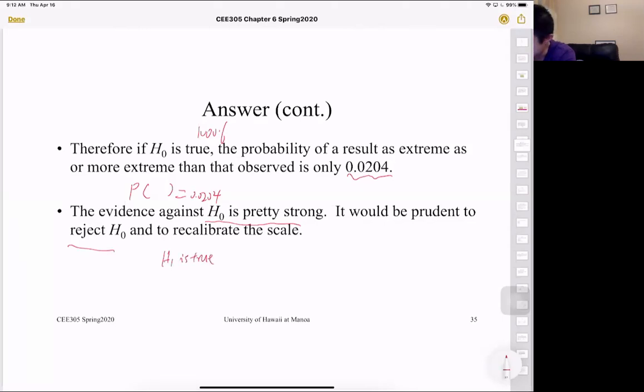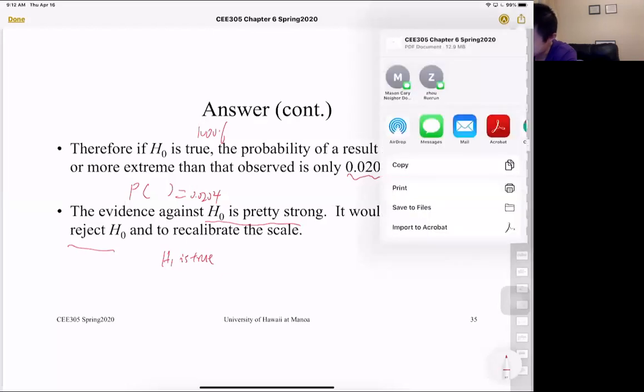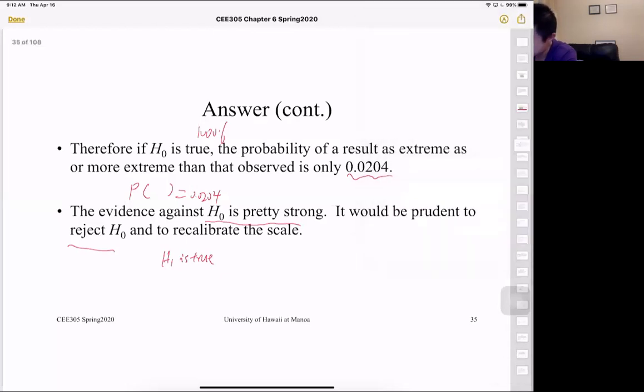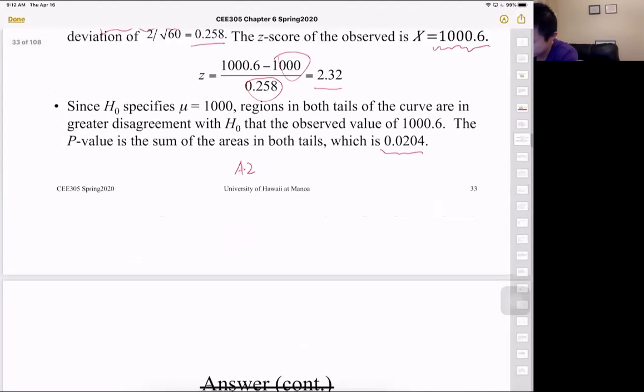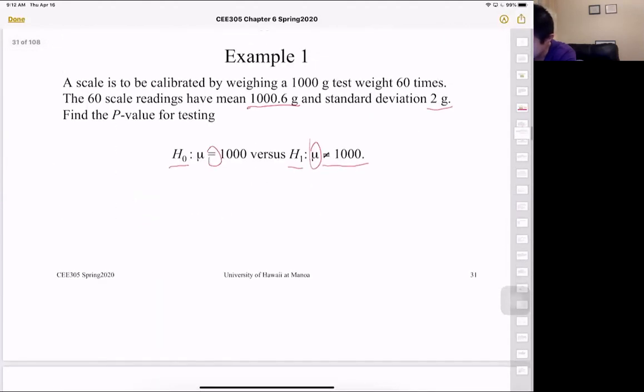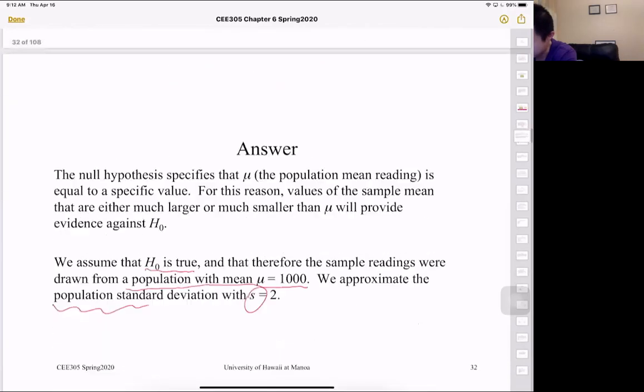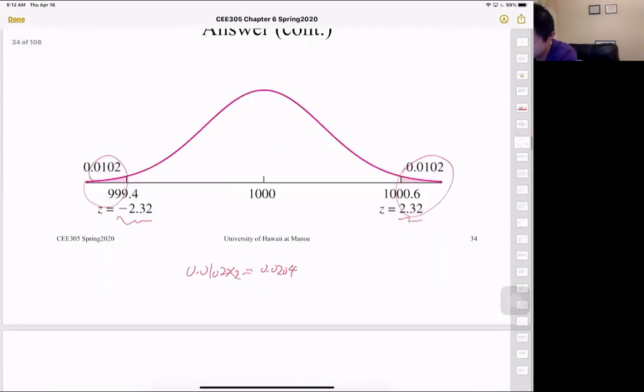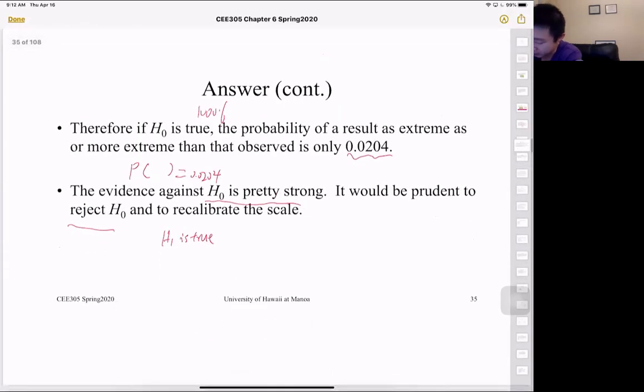Okay, and H1 is here. So the population mean reading is not equal to 1,000. So we need to recalibrate the scale.